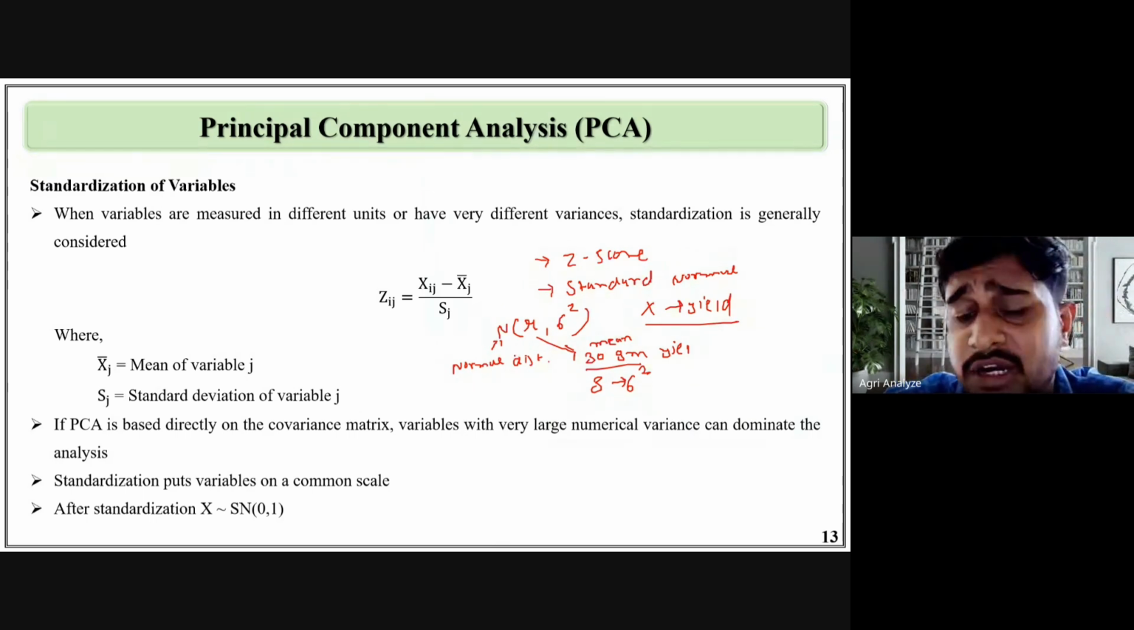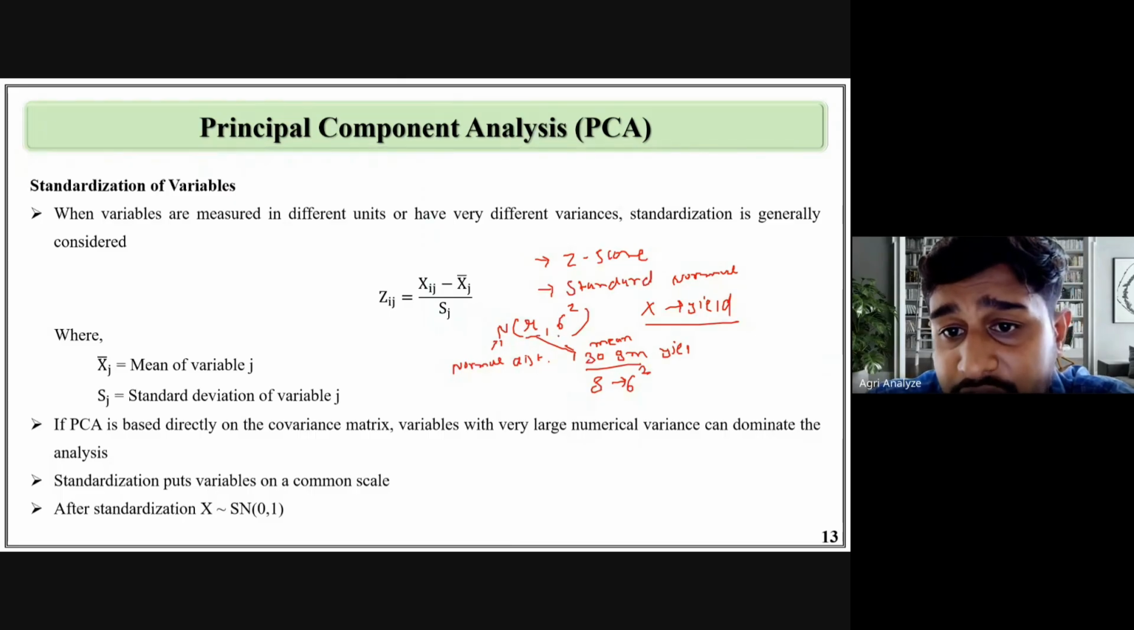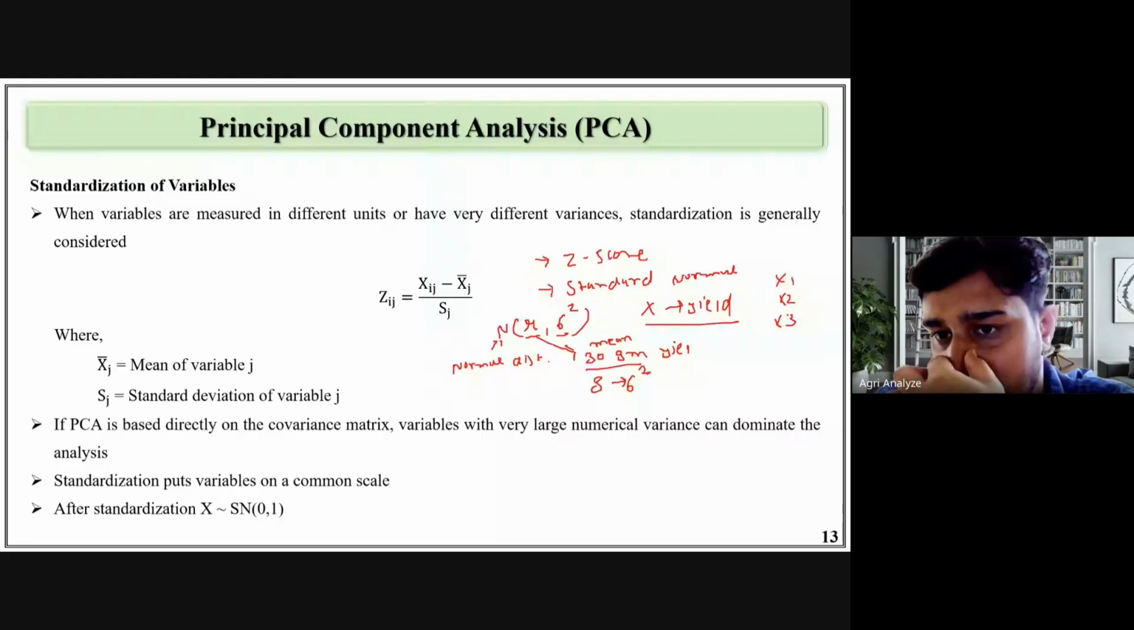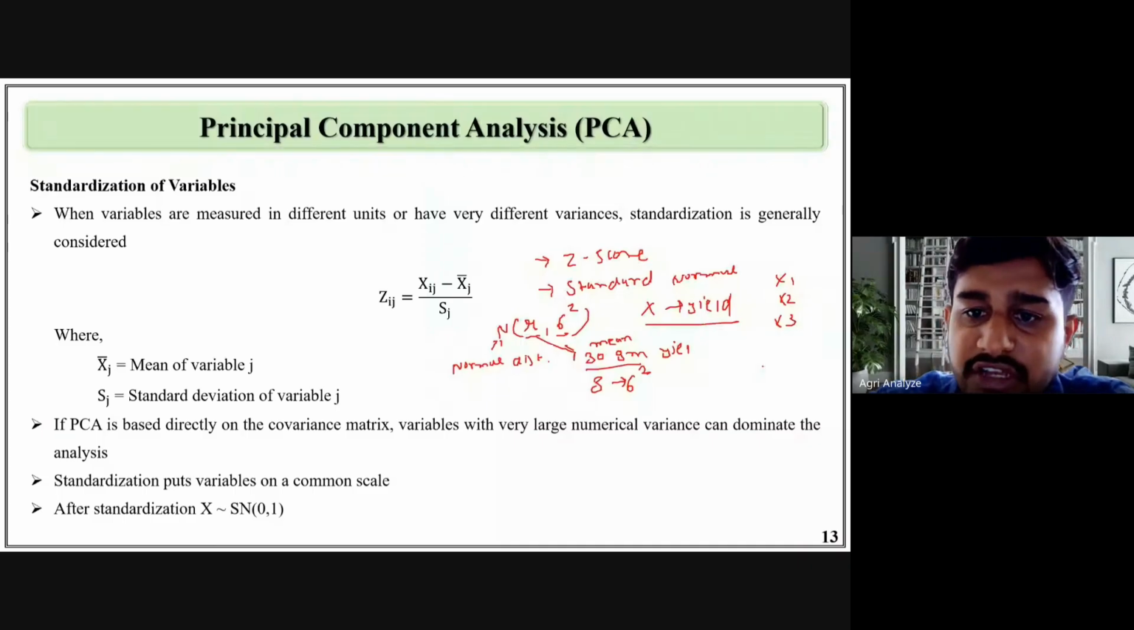This is the variance of a variable yield. So this is the normal distribution, and this is the denotation of our normal distribution, with mean mu and variance sigma square. Here we have variables x1, x2, and x3, all measured in different units, so obviously all the variables have a different mu: mu1, mu2, and mu3. And the variances are also different: sigma 1 square, sigma 2 square, and sigma 3 square.